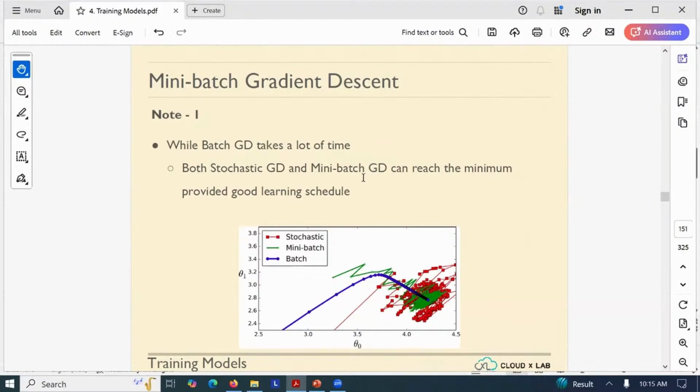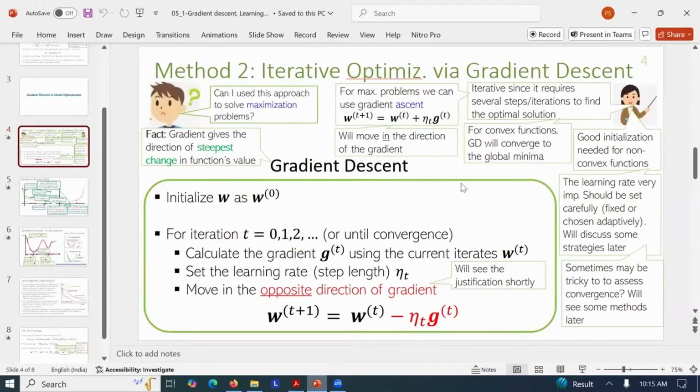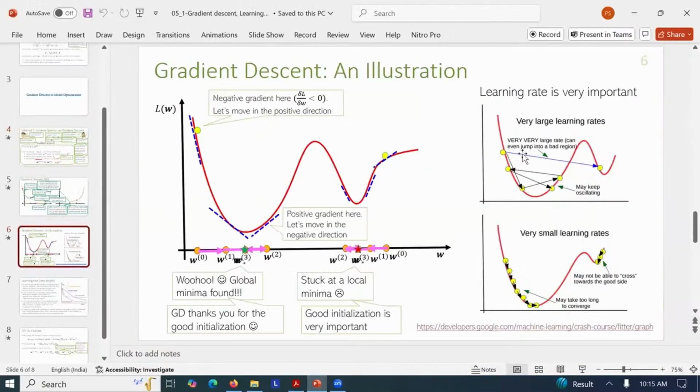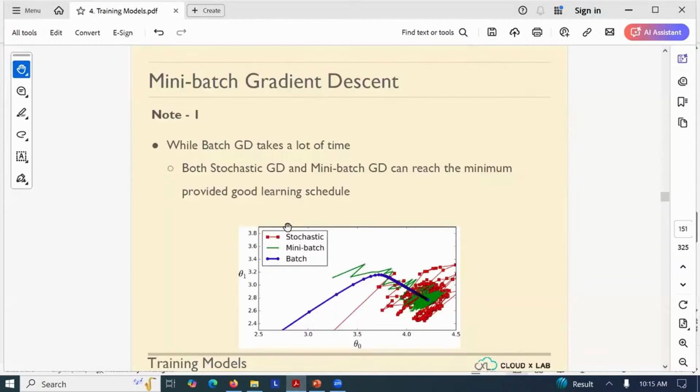Both SGD and mini batch GD can reach the minimum, provided a good learning schedule, right? If the learning rate is too high, then you start oscillating. If the learning rate is too low, then it will take more steps for convergence, right? So choosing the right value of learning rate is most important when we use the gradient descent algorithm, right?